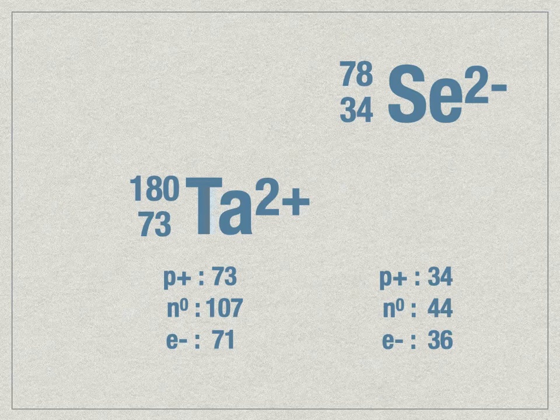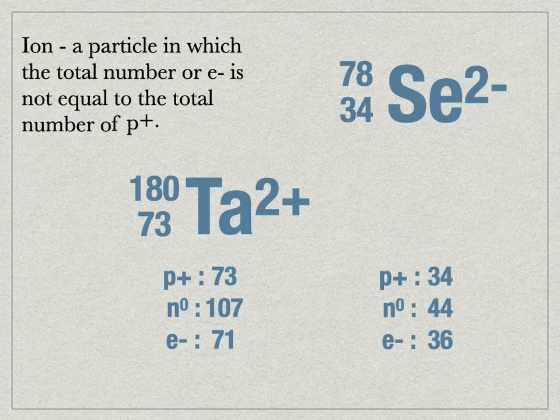What we have here in these particles are not atoms. By definition, an atom is a neutral particle. So if it's not neutral, it's not an atom. And so these are what we refer to as ions. An ion is a particle that has an unequal number of protons and electrons. If there are more electrons, it's a negative ion. If there are more protons, it's a positive ion.